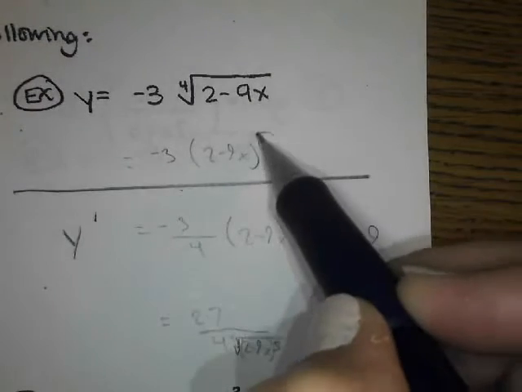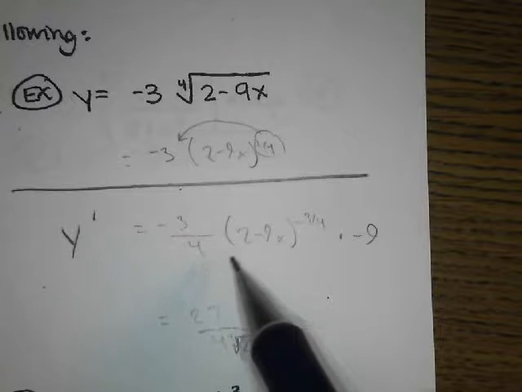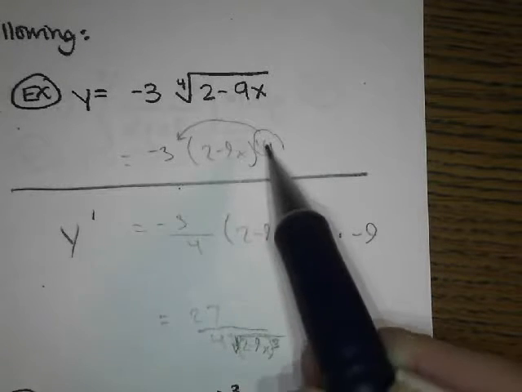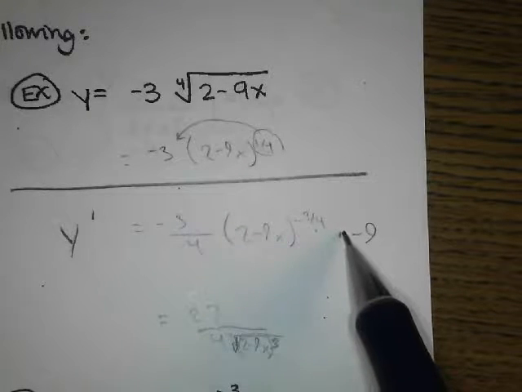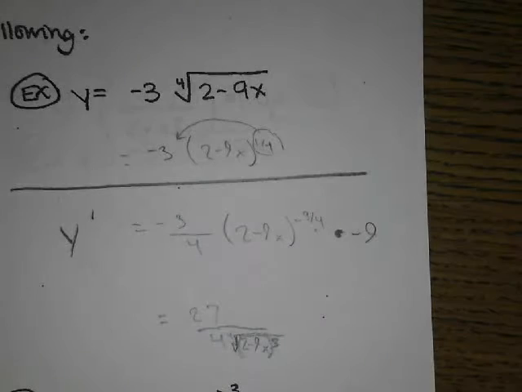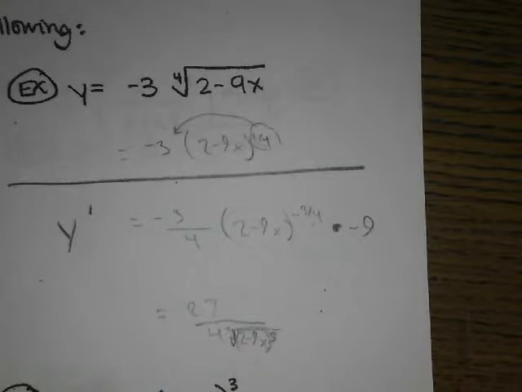So he's taking his 1/4 out in front with a -3, gets -3/4. Good. The 2 minus 9x stays, and 1/4 reduced by 1 is -3/4. And he's multiplying it by the derivative of what's inside, so -9. That's your derivative of this piece. Great. So then -9 times -3 is 27/4.